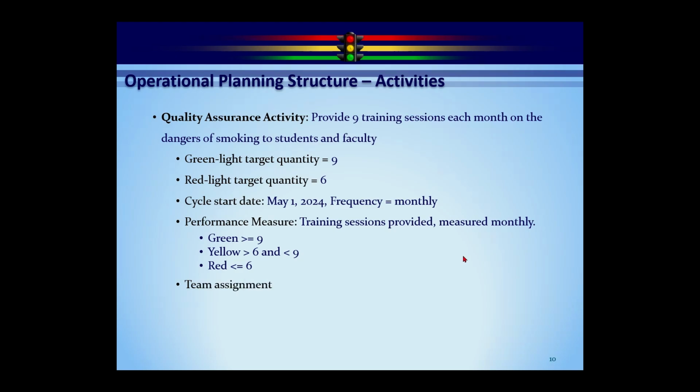We're going to do team assignments, external partner assignments, and our measurement, as you can imagine, is how many training sessions do we do. So that's the QA activity. By the way, the least used type of activity, just because it's very specific to being repetitive and automatically setting the traffic light.